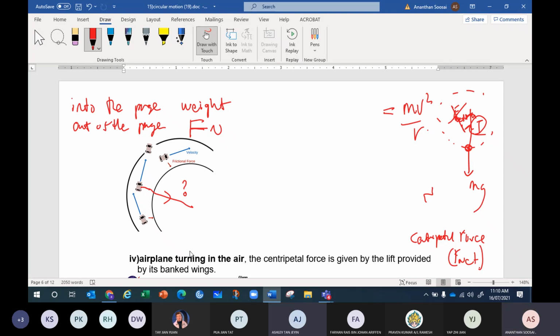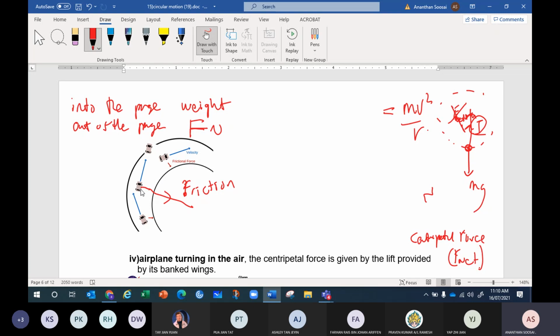Can it be friction? Very good. Friction, yes. So friction is the answer. The friction between the car tire and the road is the one acting towards the center, because the car wants to make a turning.